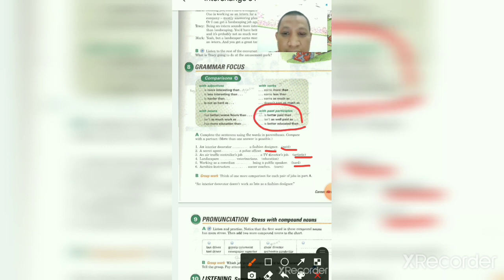How do we answer it? Okay, let's see. An interior decorator is better paid than a fashion designer. Next is number three, artistic. It uses the adjective artistic. It is about art. So artistic is supposed to be an adjective. So how do we answer this? Okay, let's see. Artistic.